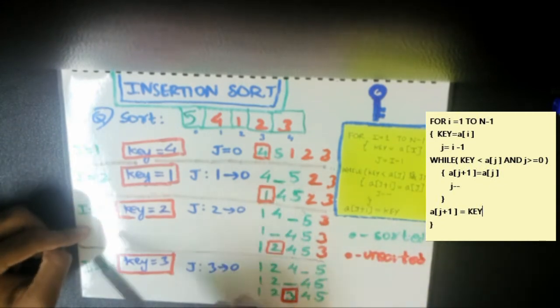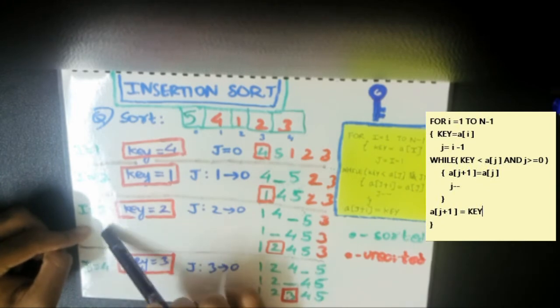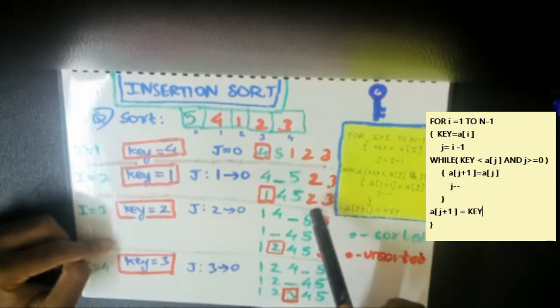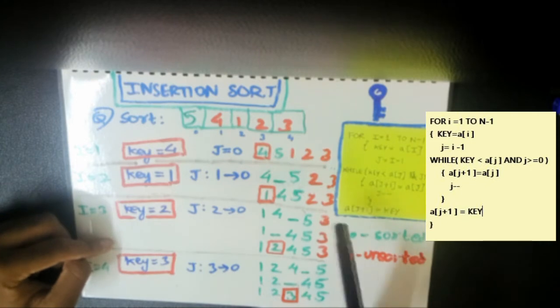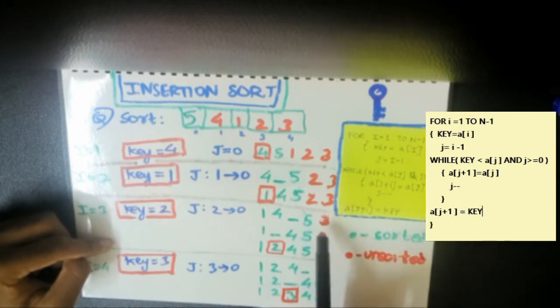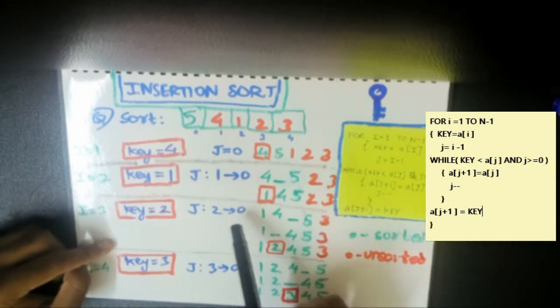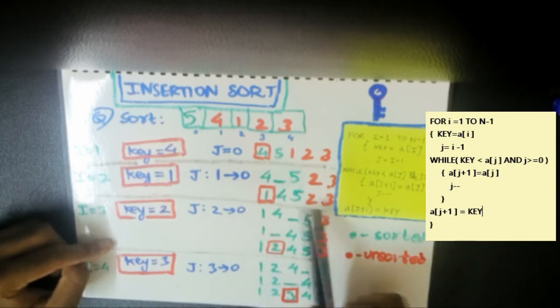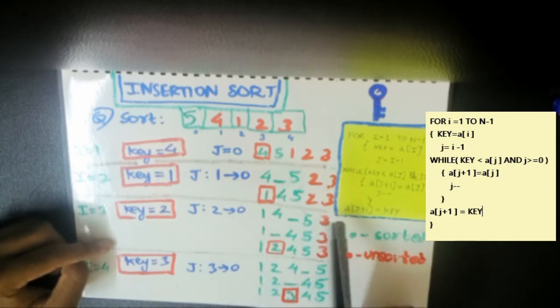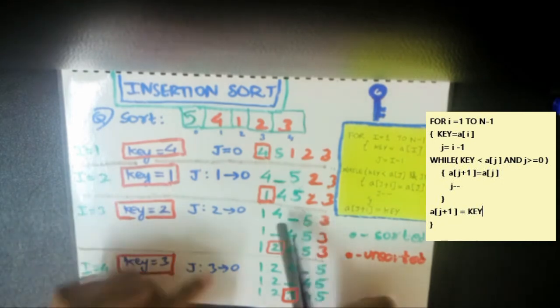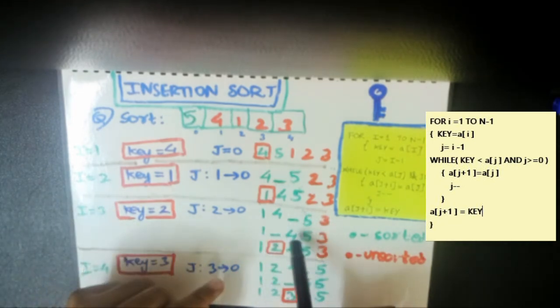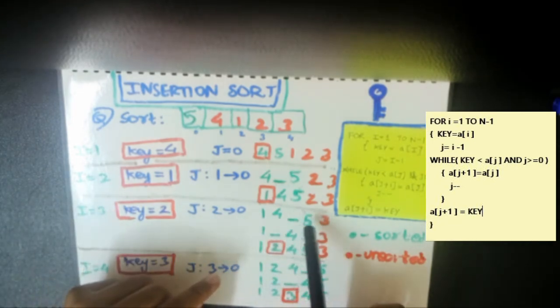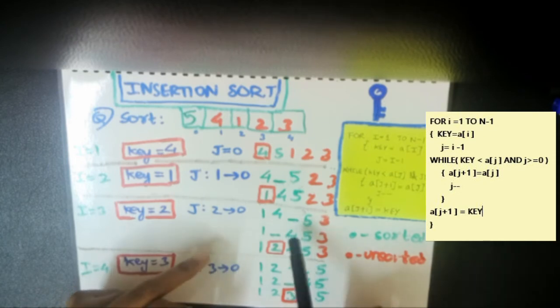We repeat the same thing for the third iteration, i is equal to 3. In this case, key is going to be 2. What I want you to understand is that anything to the left of key is already sorted, and whatever is to the right of key are the elements that need to be sorted. So we keep comparing it with the previous element, and then we keep moving it one by one till we find the right position, and then we insert it there.